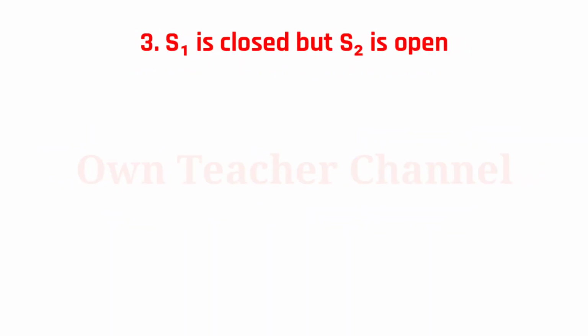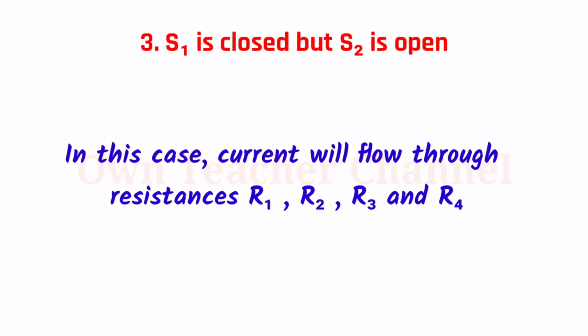3. S1 is closed but S2 is open. In this case, current will flow through resistances R1, R2, R3 and R4.